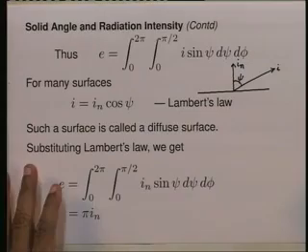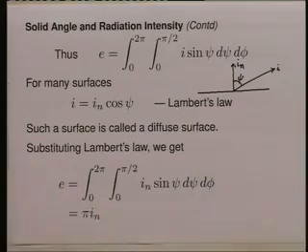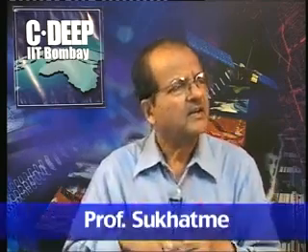Such a surface, which is defined by Lambert's law relating intensity in any direction to intensity in the normal direction, a surface for which Lambert's law is valid, is called a diffuse surface. Many real surfaces obey this law to a large extent. Therefore, we will use it often as an idealization.